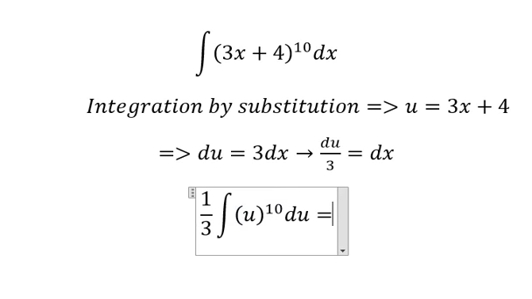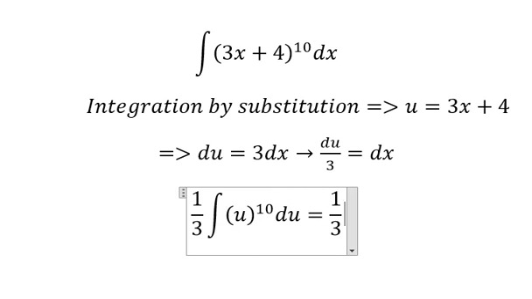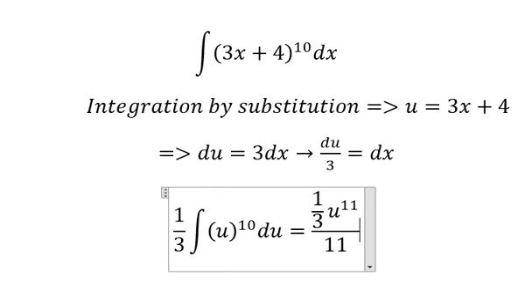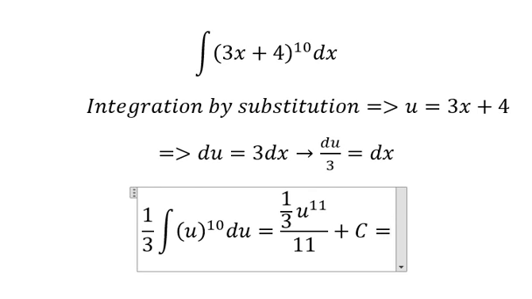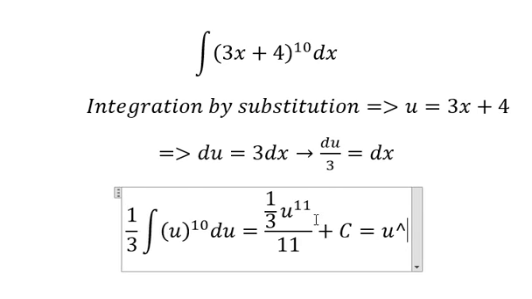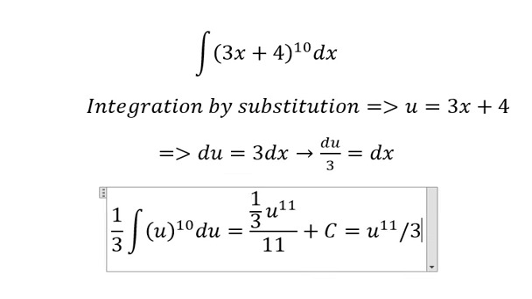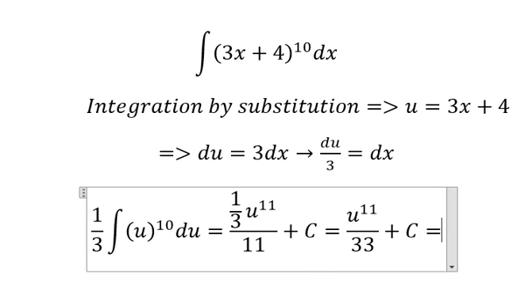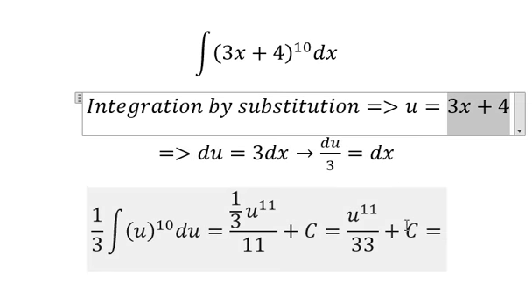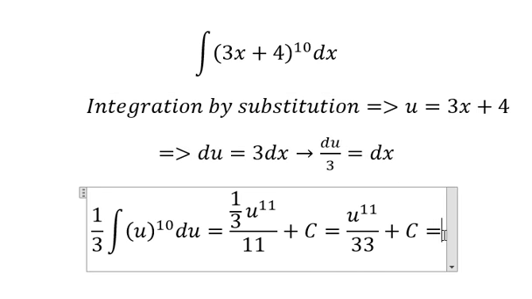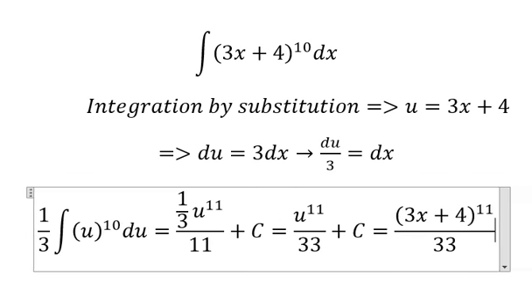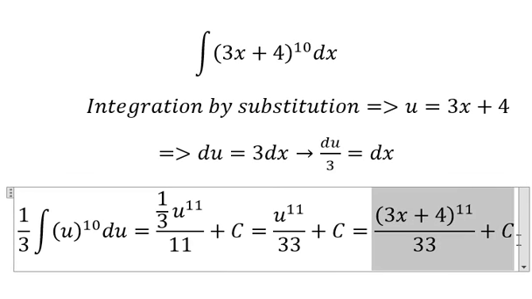Now we can get the final answer: 1 over 3, and we have u to the power of 11 over 11 plus c, and we get u to the 11 over 33 plus c, and u we need to convert back to 3x plus 4. And this is the final answer.